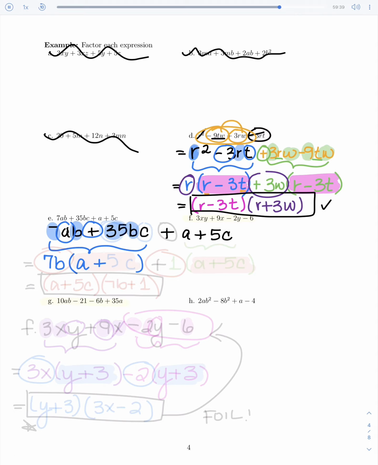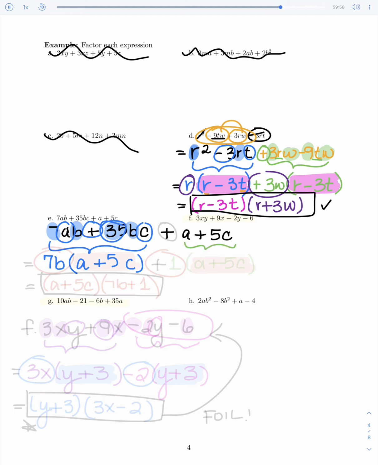Carry down my plus sign. Then 7 will go into 35 5 times. So I'll be left with a factor of 5. We're going to pull out the B, but we still will have a C left over. Let's take a look at the second pair.